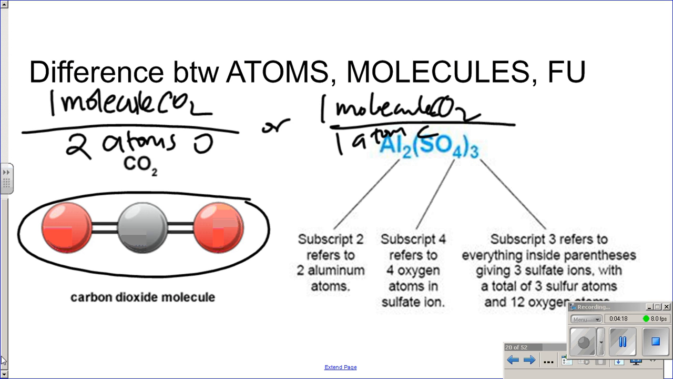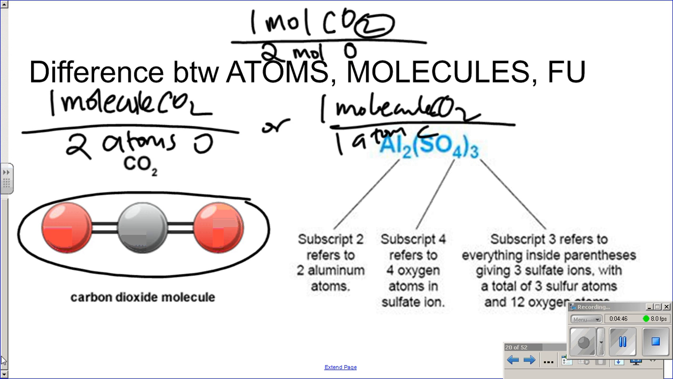I could switch this around if I wanted to. Or I could say, if I was stuck in moles, 1 mole of CO2. If I took 1 mole of CO2 and broke it into the 3 parts it was made of, I would have a carbon and 2 oxygens. So technically, this is saying I have double the amount of moles of oxygen in 1 humongous mole of carbon dioxide. So this is the same ratio, 1 to 2, it's just different units. So 2 moles of oxygen in 1 mole of carbon dioxide.